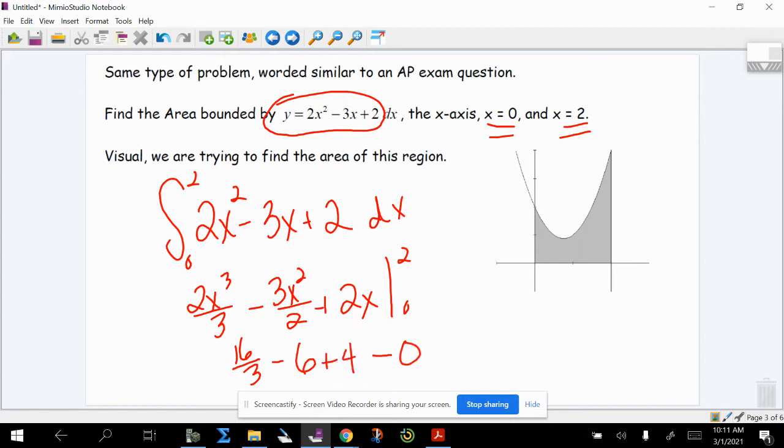So this is one that they very well could ask you to do without a calculator because it's not too bad. You end up with 16 thirds minus 2, which is 16 thirds minus 6 thirds, which is 10 thirds. I did graph this on my calculator just so you could see what your answer is representing. So it's representing all of this area under the curve.